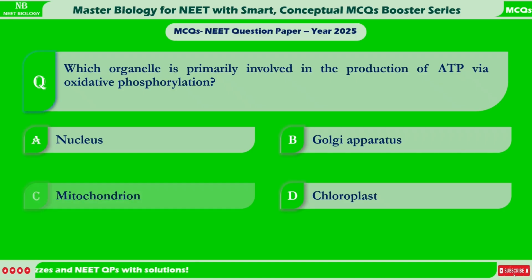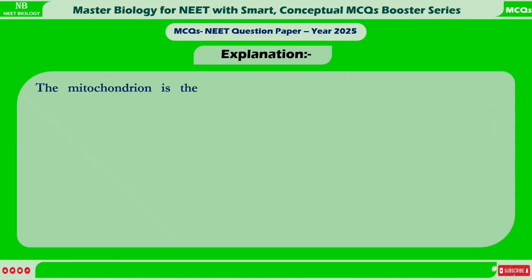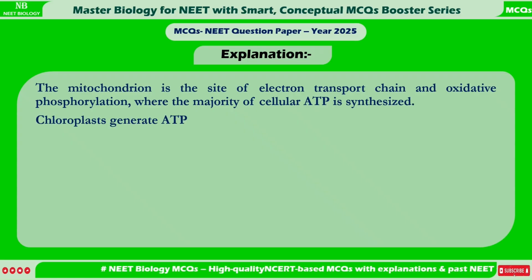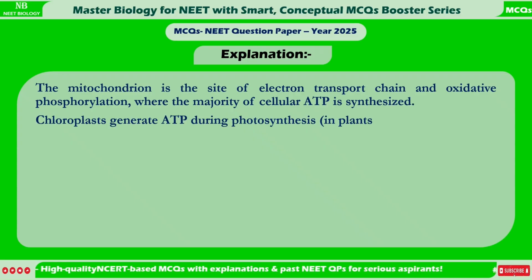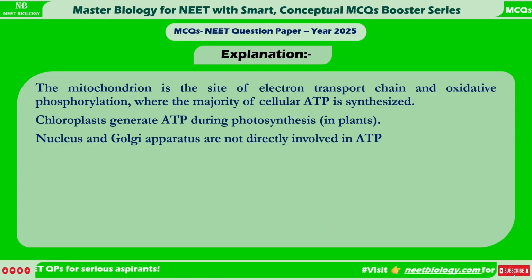Correct answer is C. Mitochondrion. Explanation. The mitochondrion is the site of electron transport chain and oxidative phosphorylation, where the majority of cellular ATP is synthesized. Chloroplasts generate ATP during photosynthesis in plants. Nucleus and Golgi apparatus are not directly involved in ATP synthesis.